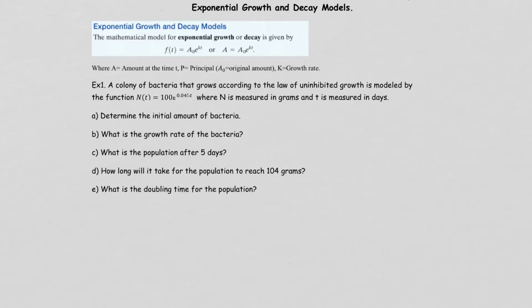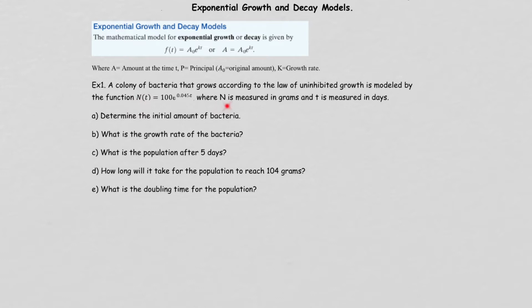This lesson, we're going to talk about the exponential growth and decay model. So this is the basic form of exponential growth and decay. When we're looking at example 1, it gives you a similar form. And this is for bacteria growth functions, which is the exponential model, right? You have an exponent with t in the exponent.